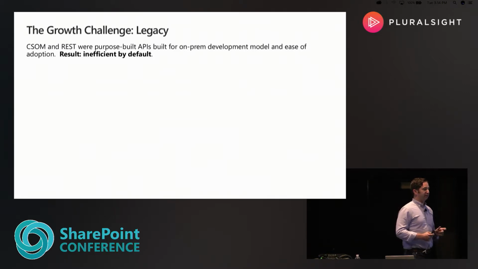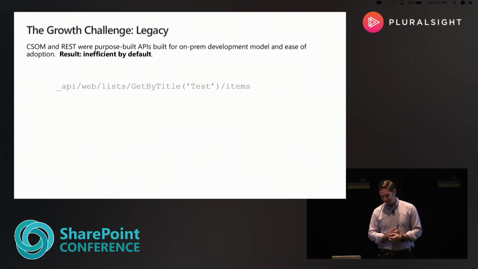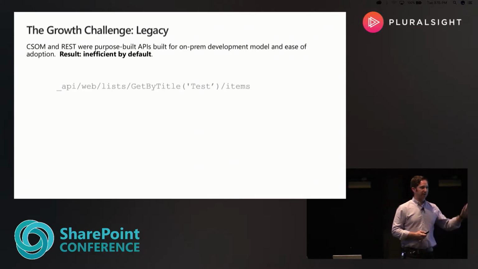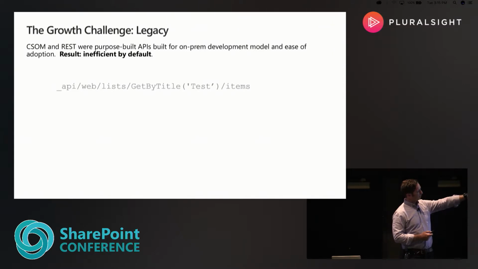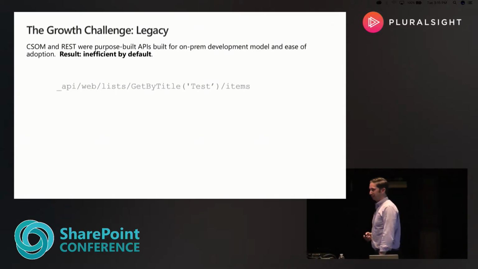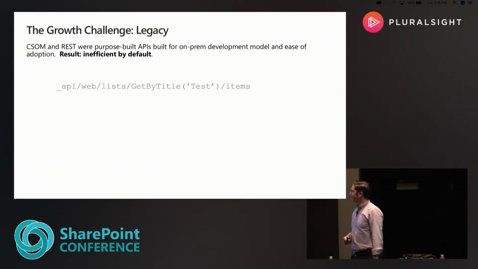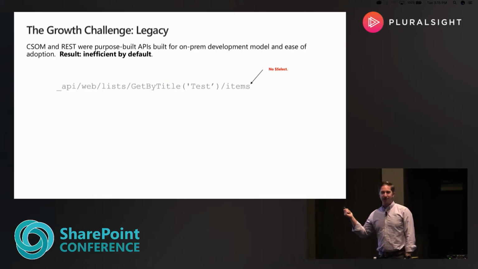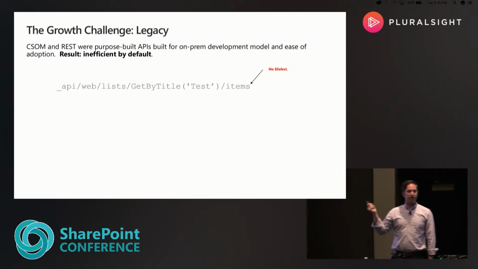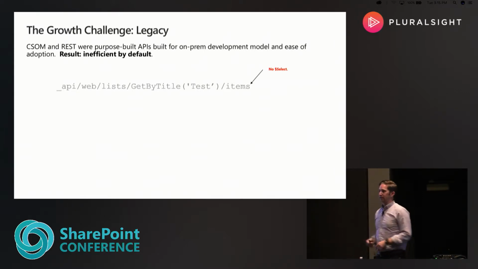The result, though, is they're inefficient by default. And I'm going to explain what that means. This is straight off the MSDN website. Here's how to make a REST call. It gives you all the items for a list called test. Seems totally fine. It works. It'll give you all the items. Problem number one, it's not telling you what parts of the list you want. So if you had a list with 1,000 items in it, it's going to give you 1,000 items.